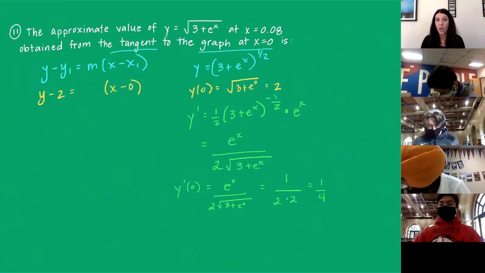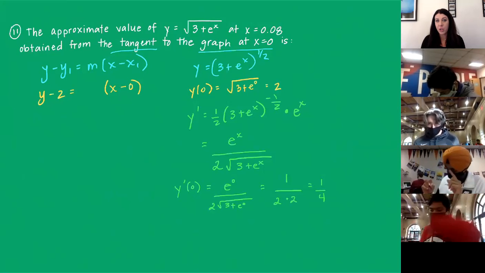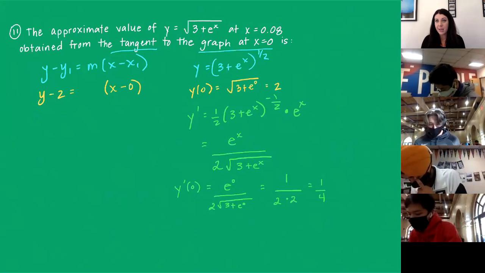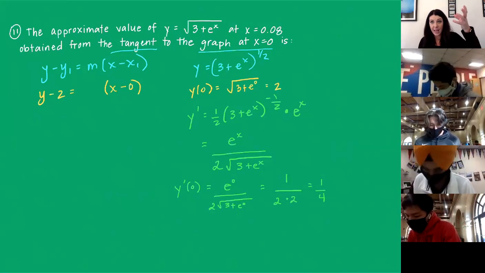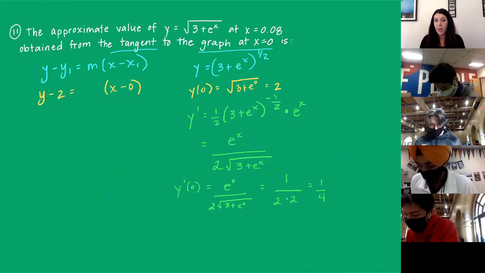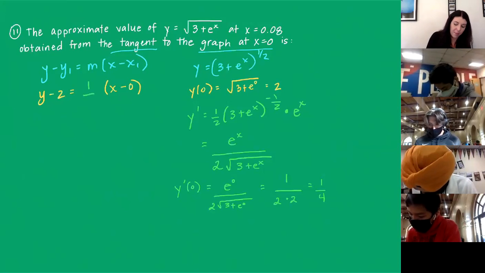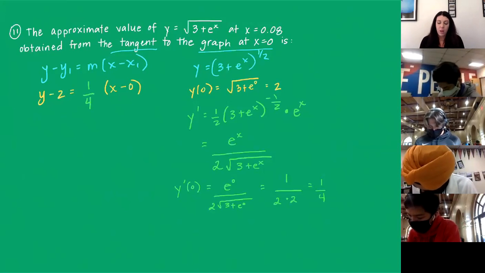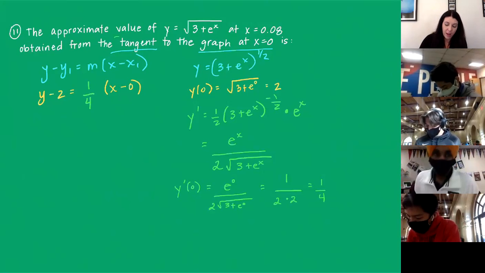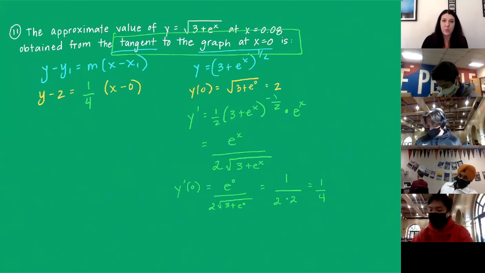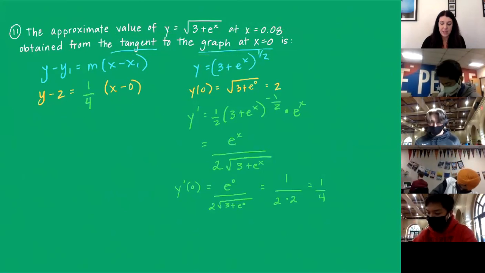Okay, that's just a chain rule with some e's in it. Make sure you know how to do that derivative of e to the x. The derivative of e to the x is e to the x times the derivative of that exponent, which in this case is just 1. So we get a 1/4 going in for our m. So that's this part. We found the tangent to the graph at x equals 0. That's what we just did. That's this: y minus 2 equals 1/4 times x minus 0.